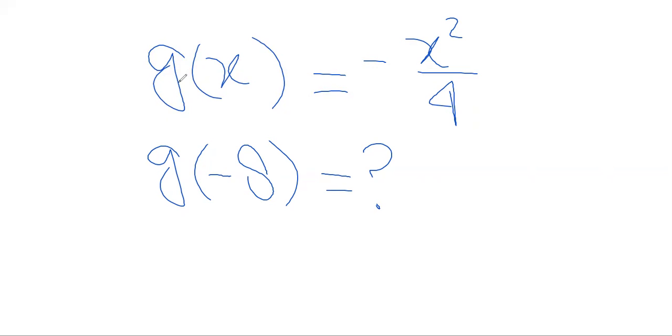Wait, just to make sure, the square is on just x, right, and not on the entire thing? This is the function defined in this way, g of x. Now you are looking for g of minus 8. This is g of x, this is g of minus 8. Things are very simple. This minus is already over here, so take care of this and you will get the answer. It's just within seconds.